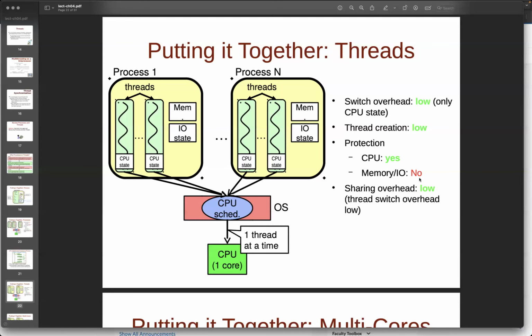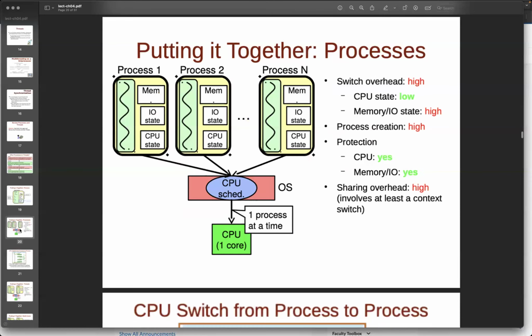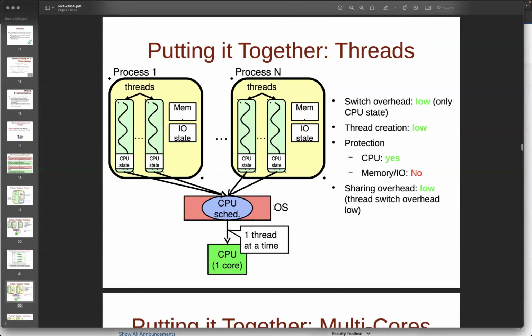Low, low, and then yes, no, low. And when we look at this one, the CPU stays low, but the switch overhead is high, high, and then process cost is high. And for all the processes, yes, yes, because we are not sharing the memory and IO. And then for sharing overhead, yes, it's so high. So you can see the differences between process and threads.